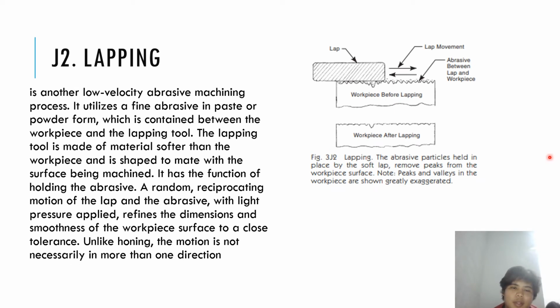Lapping is another low-velocity abrasive machining process. It utilizes a fine abrasive. The purpose here is to apply abrasive between the lap and workpiece to make it smoother. Random reciprocating motion of the lap and the abrasive with light pressure applied produces the dimension and smoothness of the workpiece to a close tolerance. Unlike honing, the motion is not necessarily in more than one direction.